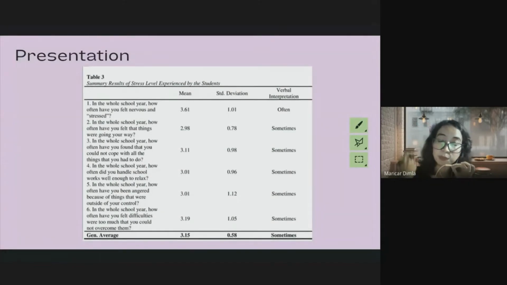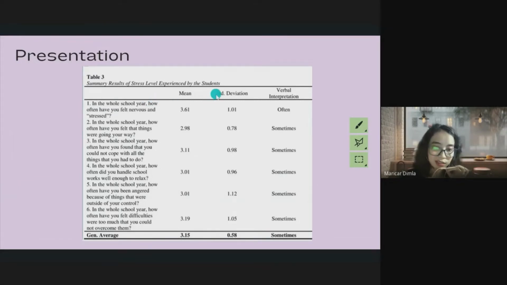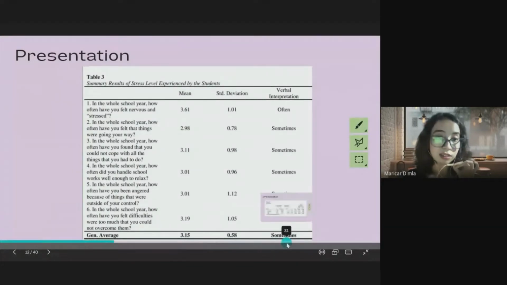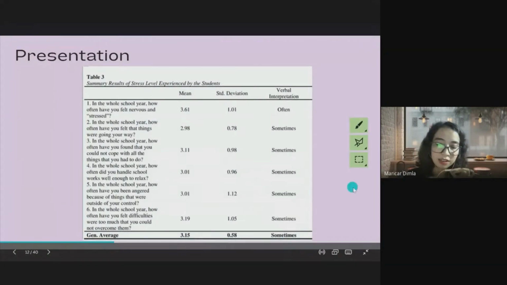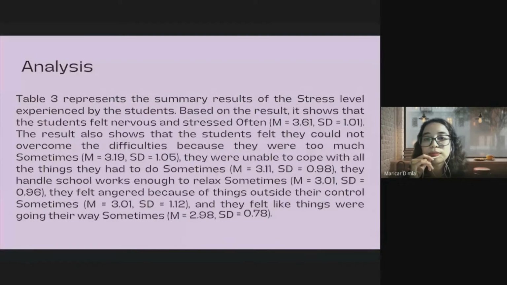Alright, and then class, this is for the part of the presentation, wherein we have the general average of 3.15 in terms of the stress level experienced by the students. So, ano ibig sabihin? Verbal interpretation 3.15, sometimes they feel stressed. Okay? So, for the class analysis, as simple as this. Ma'am, nakaka-overwhelm yung numbers, yung data. No class. So, i-convert mo lang naman yung table into paragraph.